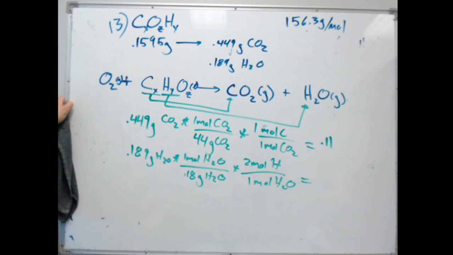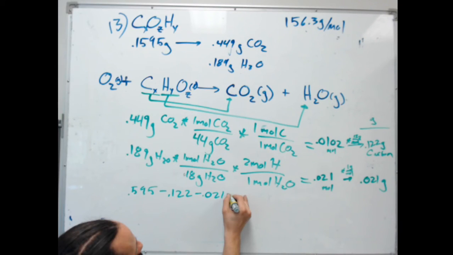0.1595 minus 0.122 minus 0.021 is equal to 0.0165. 0.0165 grams oxygen. Go ahead, divide that by 16 grams per mole, and we're going to get about 0.001. 0.00103 moles oxygen.